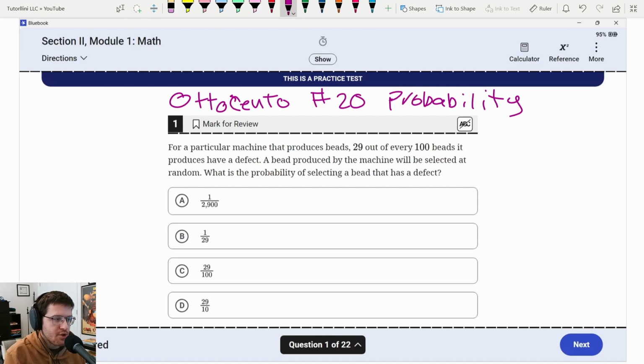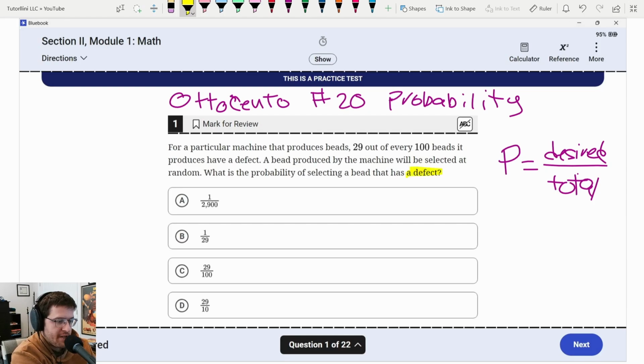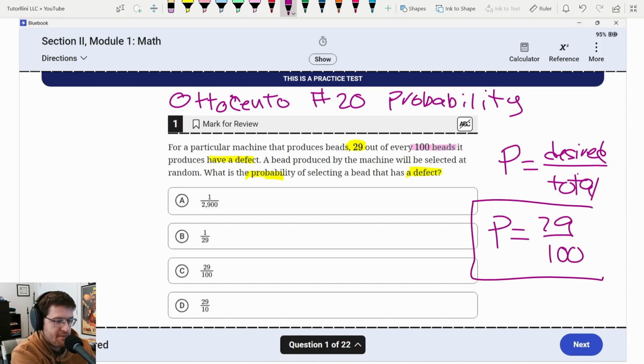Okay, this is the beginning of Module 1, Question 1. I go over this in great detail in my Auto 10 number 20 on probability. Definitely go check that out. So probability is desired outcomes over total. Little confusing because we wouldn't say we desire something to be defective, but it does ask us the probability that the bead has a defect. So 29 of them have a defect out of a total of 100. So the probability is 29 over 100. That doesn't simplify, but even if it did, they didn't simplify it in the choices. We get choice C.